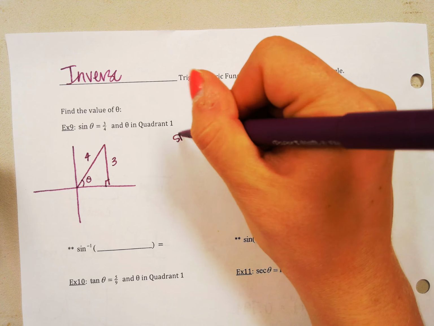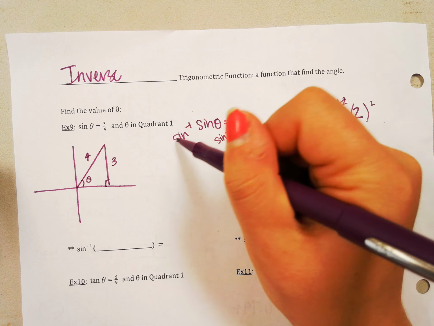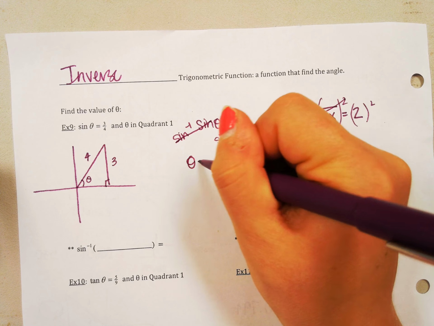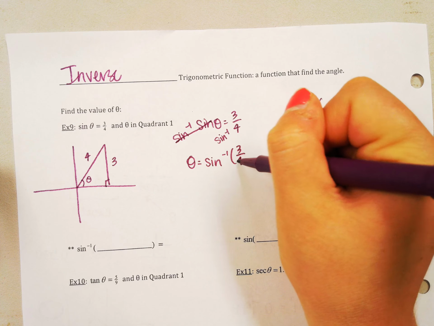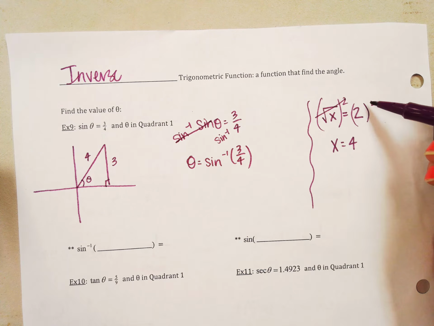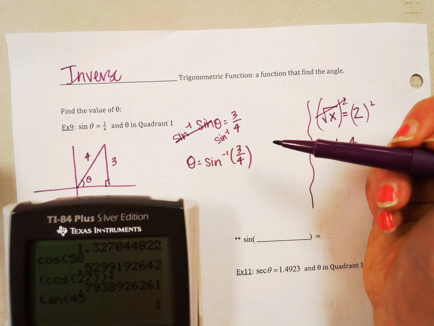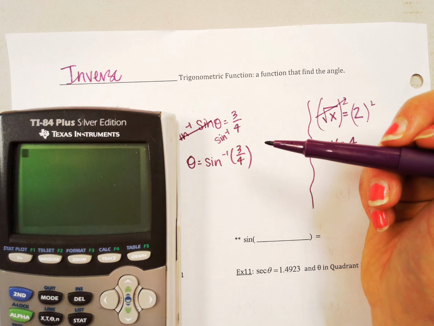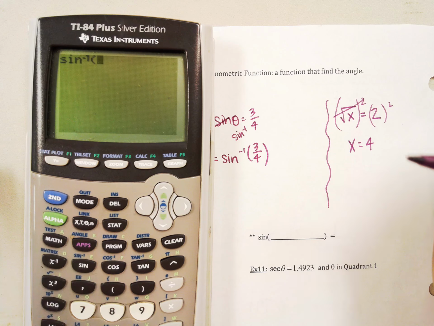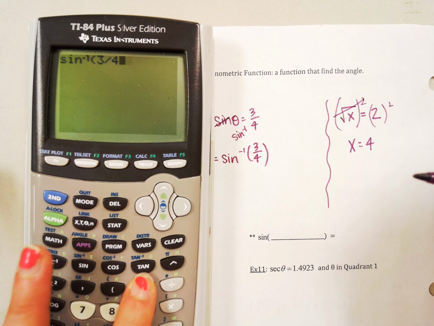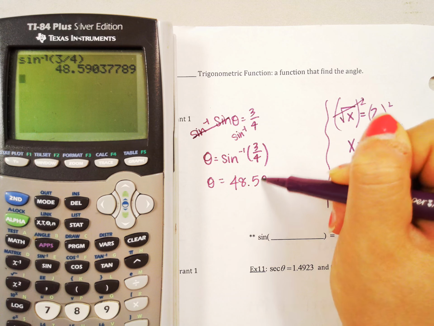So when we take the sine inverse of both sides, just like we square both sides here, my sine inverse and my sine will cancel, and I'll be left with theta, just like I'm left with x on this side. And on the right, I'm left with 2 squared. I'm left with my inverse function, which in this case was square, but in this case it's sine inverse. In my calculator, the sine inverse button is located right above your sine, cosine, and tangent. You'll see the little -1 pieces. So I type in sine inverse of 3 over 4, and I get theta is equal to 48.59.